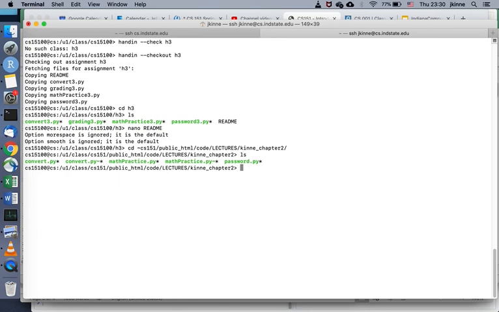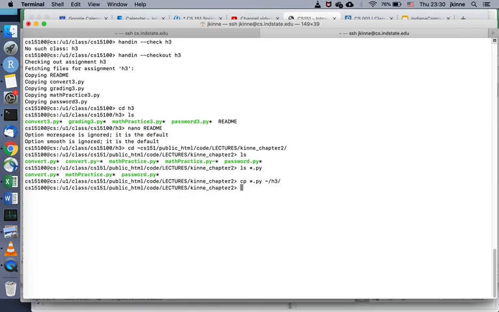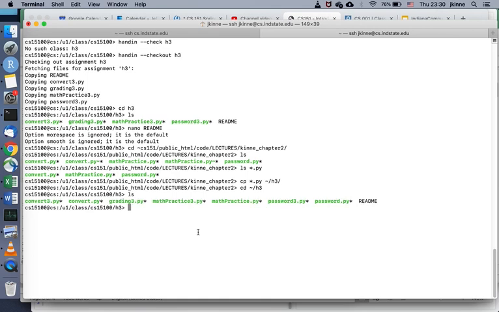So if I'm over here, then there are 3 Python files that I'm going to want to have as a reference in my H3 directory. They have different names than what's in the H3 directory, so we're not having a conflict in names. If we just look at the names, there's a password.py that was developed in the video. Now you're going to do a modification of that, password3.py, 3 for H3. Same thing for math practice and convert, and then we have an extra fun grading 3.